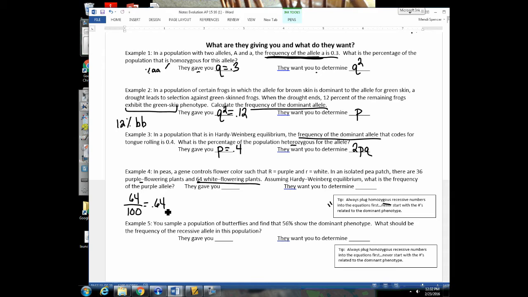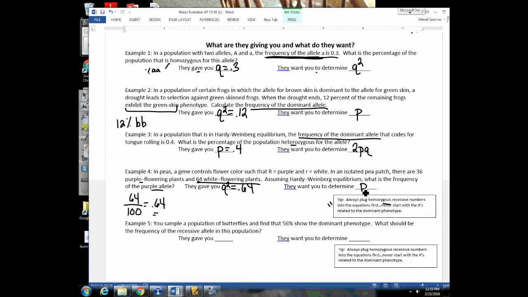So what they're giving you, by giving you these numbers, is they're allowing you to calculate that Q squared equals 0.64. Q squared represents the frequency of the individuals that are homozygous recessive. And it would be 64% or 0.64 in this case. They want you to determine the frequency of the purple allele. That's the dominant allele. So they want you to figure out what P is.